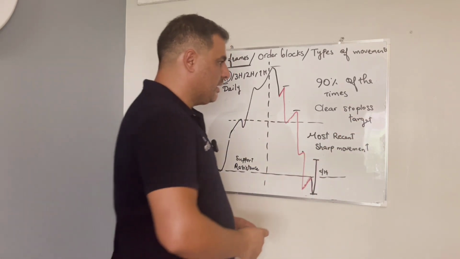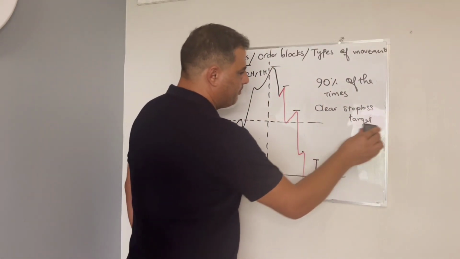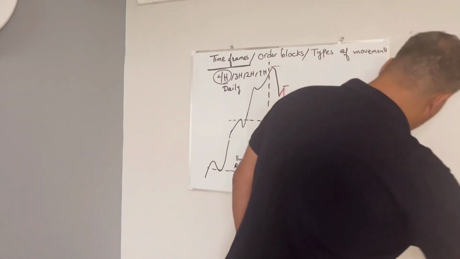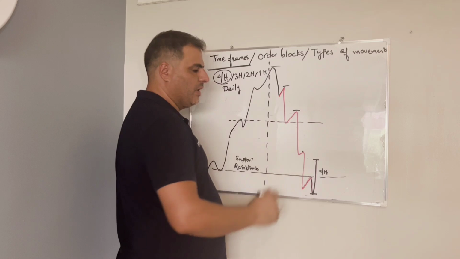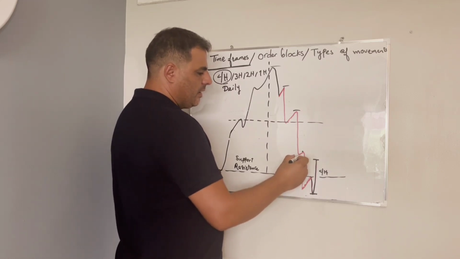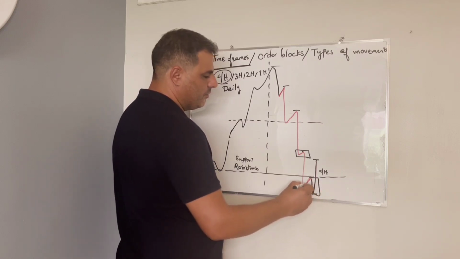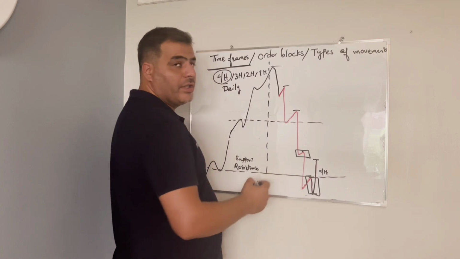So let's say you have seen this sharp movement. This is the end of 4 hours. Then you mark this area and this area. These areas we call order blocks.